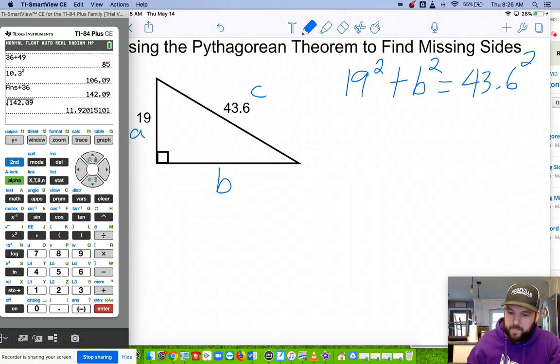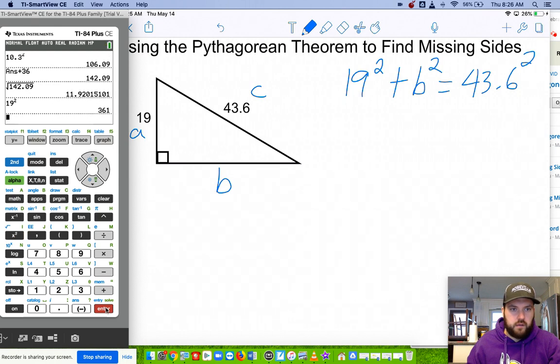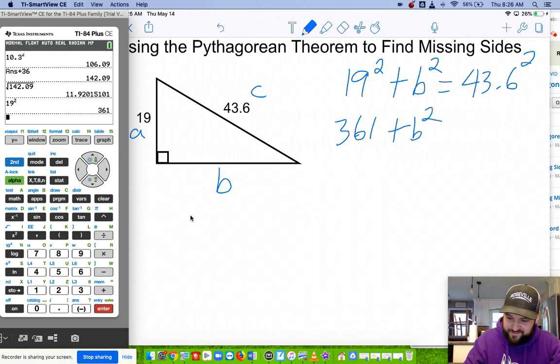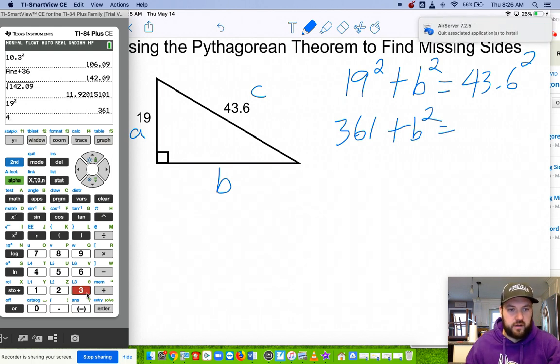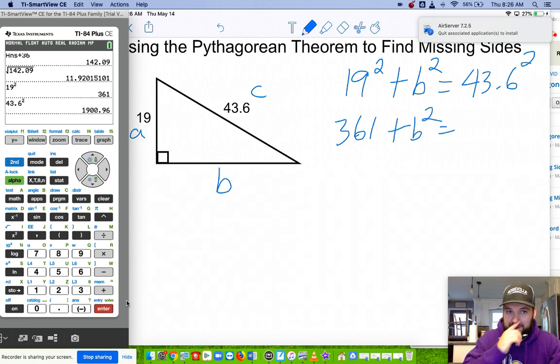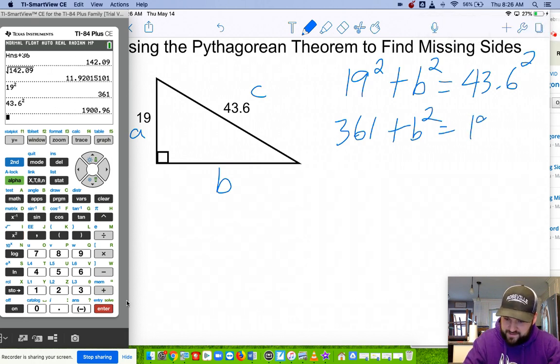19 squared is 361, plus b squared. Trying to be cool and do math in your head, Luca. Nice job. 43.6 squared is 1900.96.